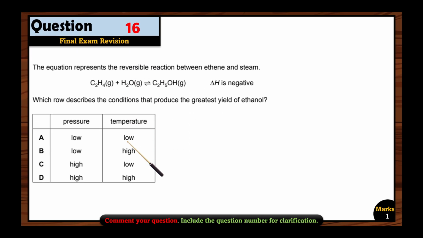Question 16. The equation represents the reversible reaction between ethene and steam. Okay, delta H is negative. What does it mean? It means the reaction is exothermic. They have not told you that the reaction is exothermic or endothermic, but they have already given you the enthalpy change. And the enthalpy change is negative. So it means the forward reaction is exothermic. Because whenever they are giving you the information, they are giving you about the forward reaction, not about the reverse reaction. So which row describes the conditions that produce the greatest yield of ethanol?